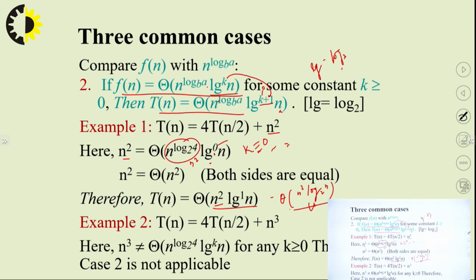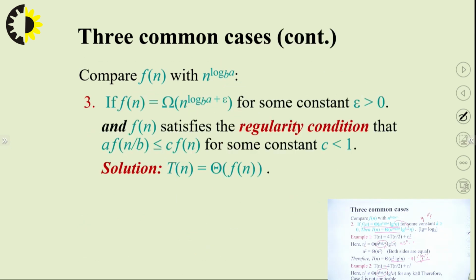Let's have another example. Case like Tn is 4 Tn by 2 plus n cube. Here n cube is not equal to n to the power log a base b. This is n square and this is n cube. So n cube is always asymptotically higher than n square. So case 2 is not applicable.